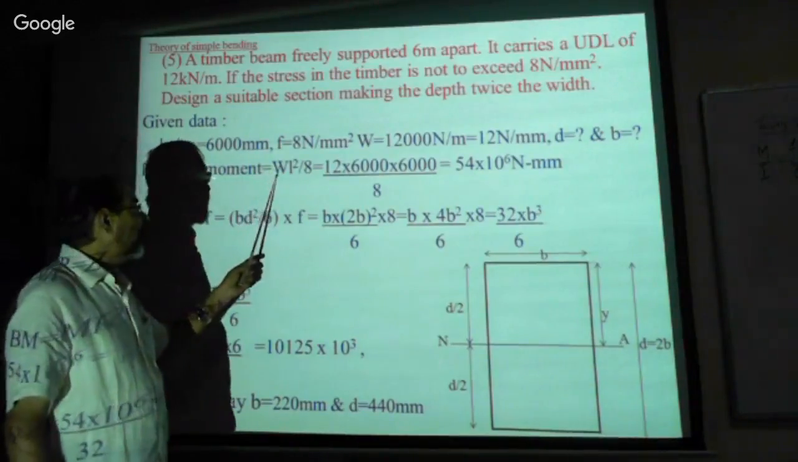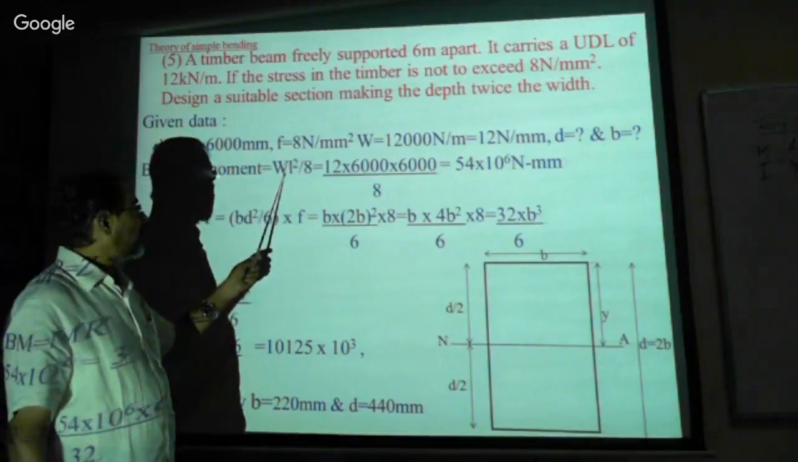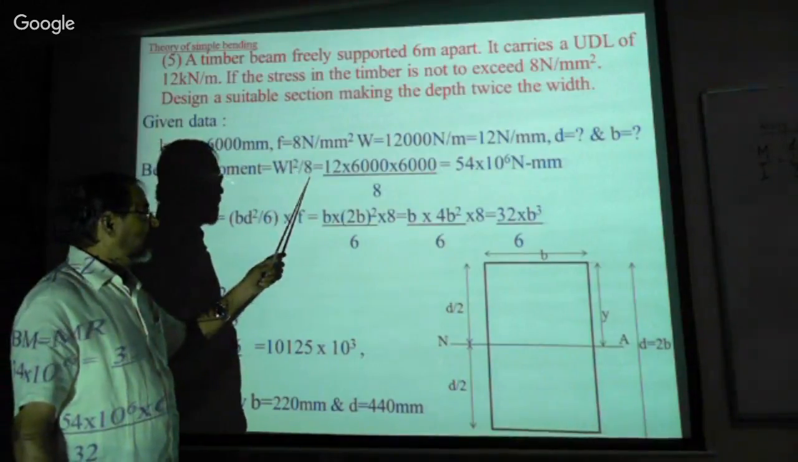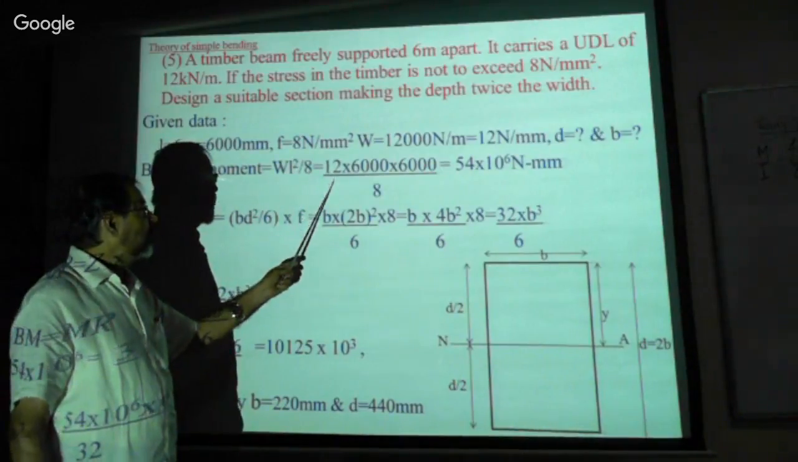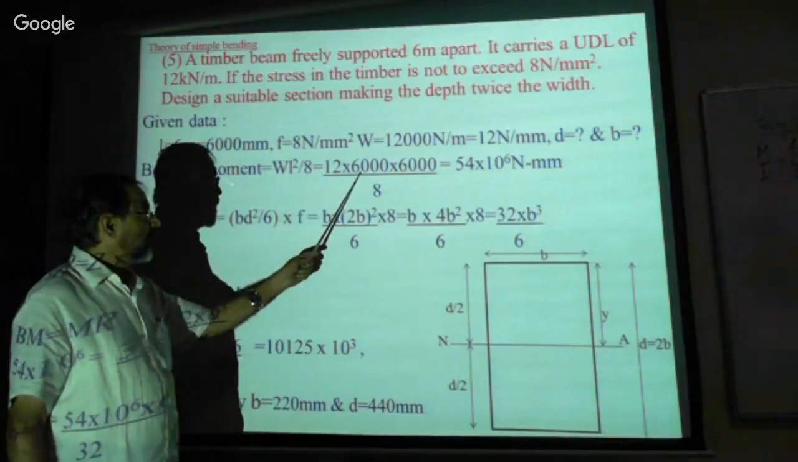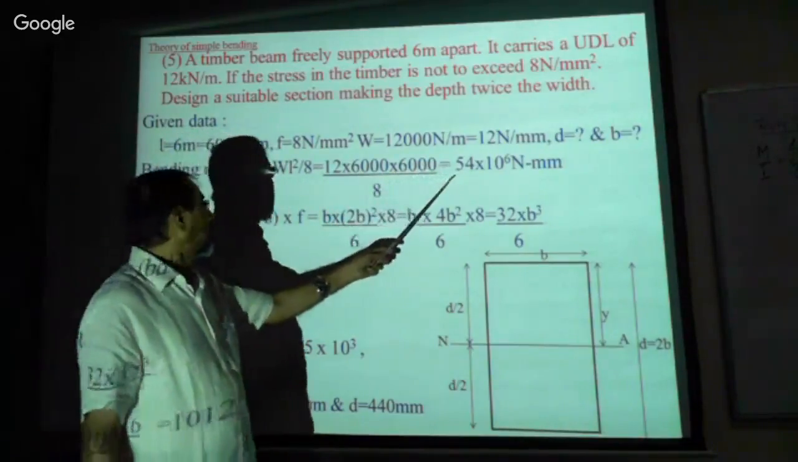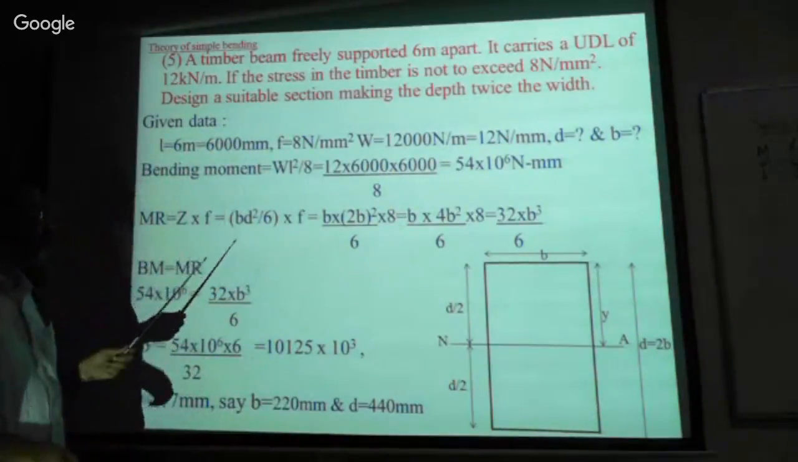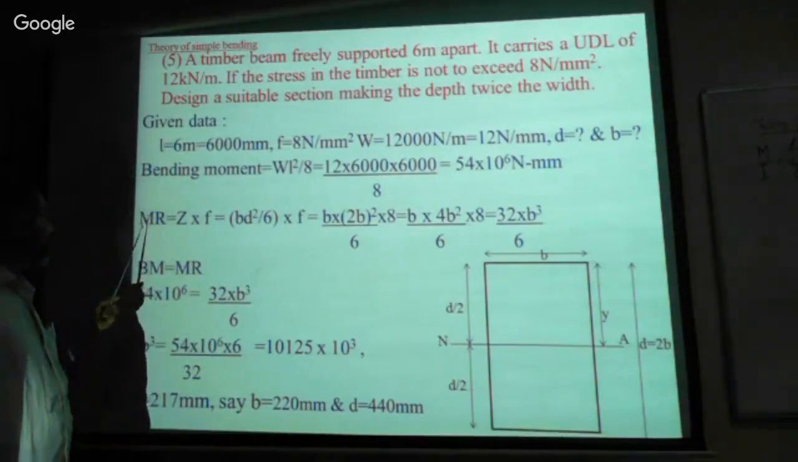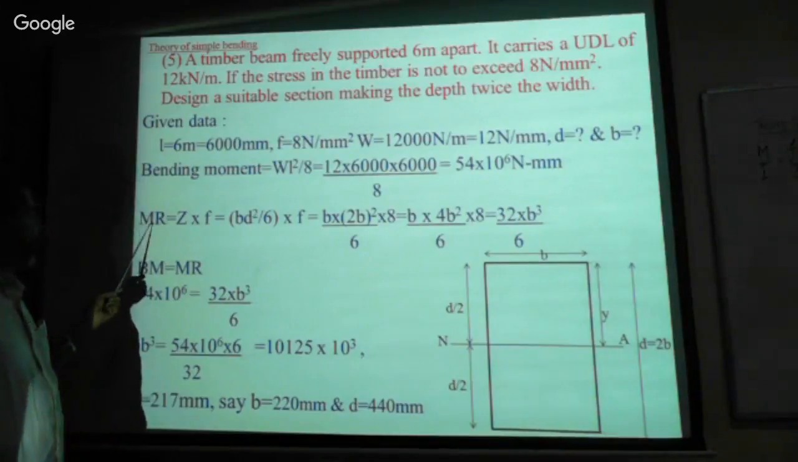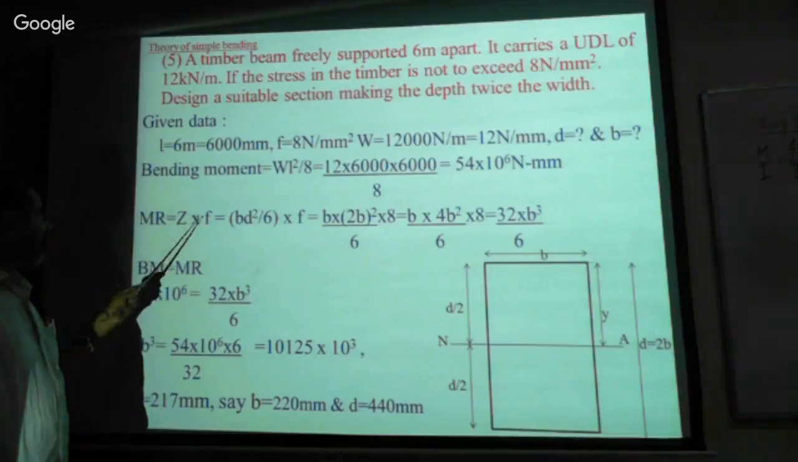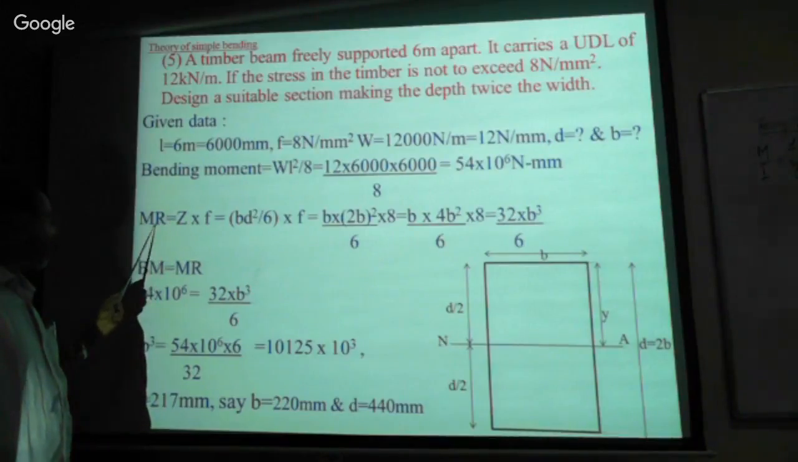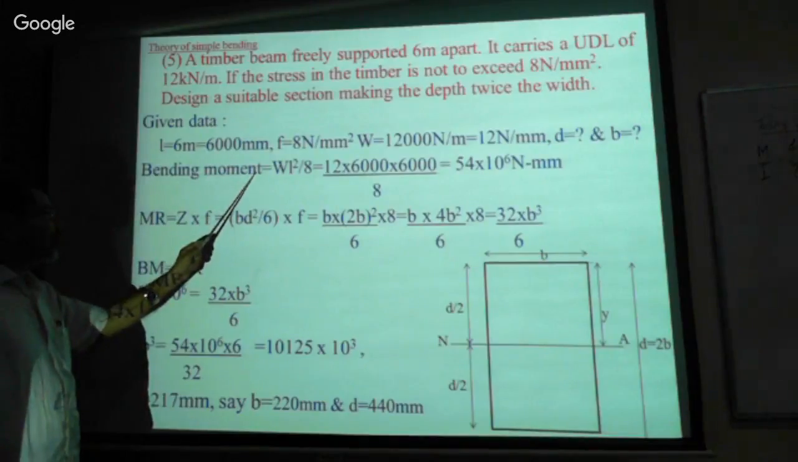To calculate the bending moment, we know that for the UDL, it is WL square by 8. Substitute the values of W and L. Now this is the bending moment in the beam due to the load applied. And let us calculate MR, the moment of resistance, which is equal to ZF from the bending equation. Here moment of resistance is equal to bending moment.